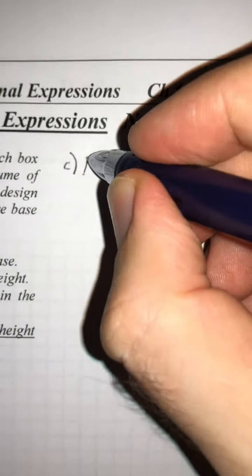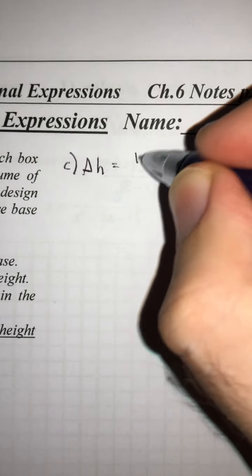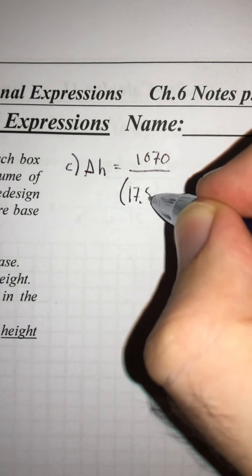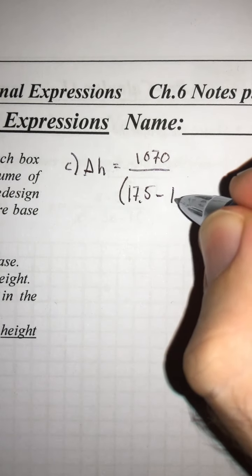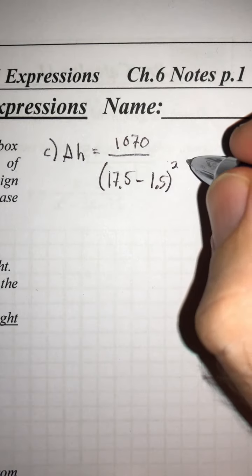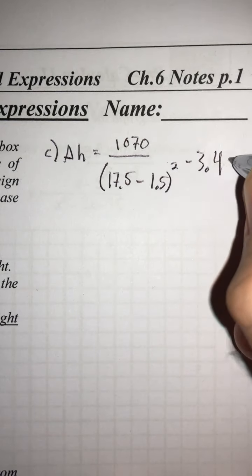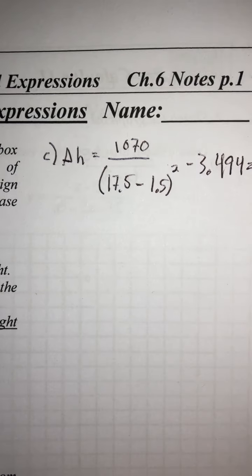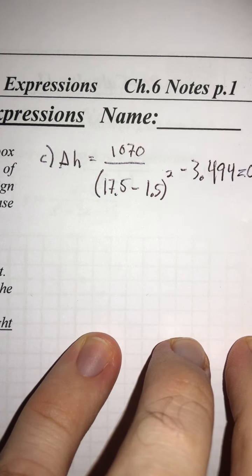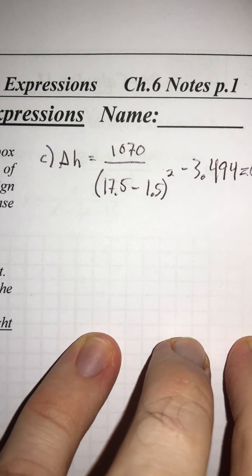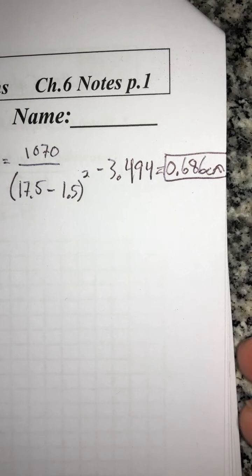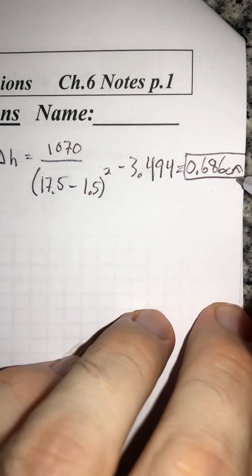So for C, change in height is 1070 over 17.5 minus delta s, and I'm changing it by 1.5 centimeters. That's all squared, minus 3.494. This will give me 0.686 centimeters. Oops, sorry. So that's what you'd get as your final answer. This is centimeters.